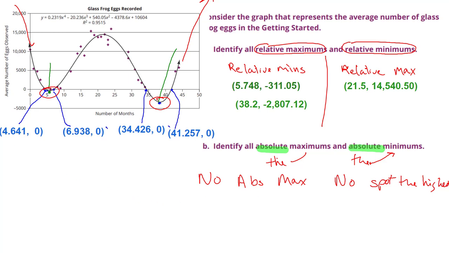Is there any spot that is the lowest? So we have two low points. Is one of them lower than the other? So this point here is the lowest the graph goes. So therefore it is the absolute min.